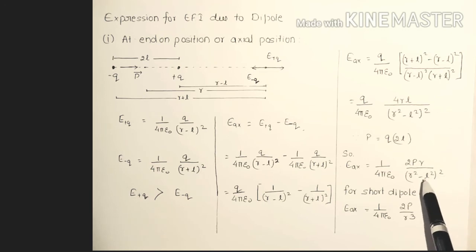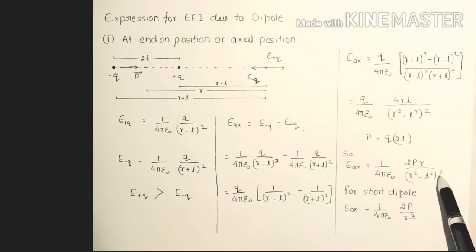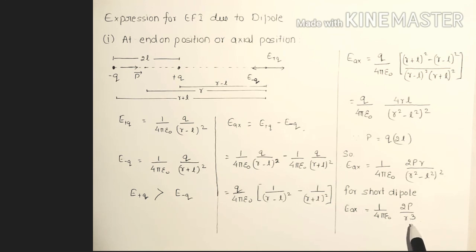Now if you consider a short dipole, neglecting l in comparison to r, it will be r raised to the power 4 in the denominator, and cancelling one r, E axial is equal to 1 upon 4 pi epsilon naught 2p by r cube. So this is the electric field intensity regarding the dipole.